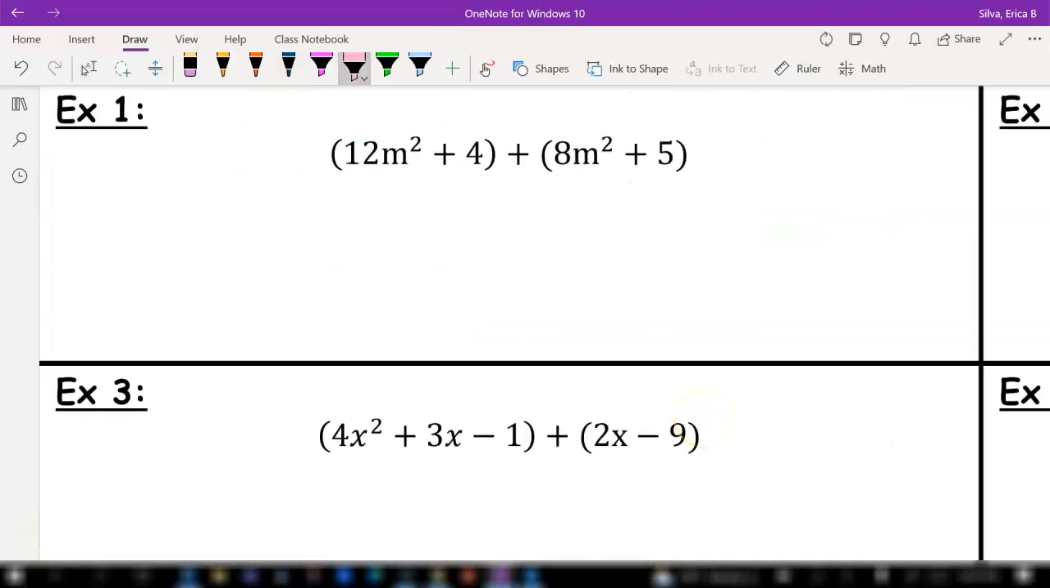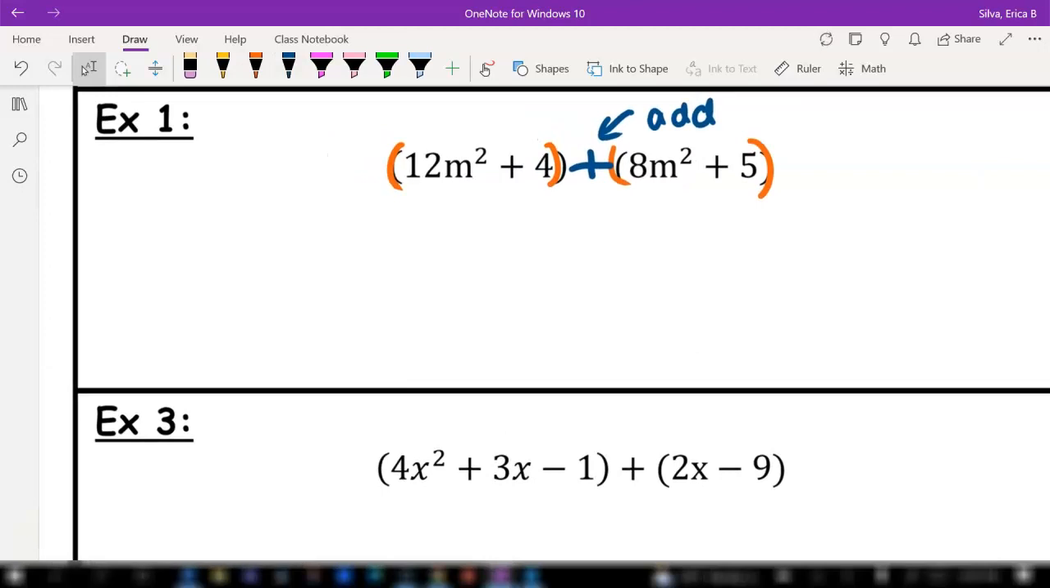In example number 1, we have two groups. This is my first group, this is my second group. In between, we have a plus sign, which means we are adding them. When we are adding two groups, that means that we just combine like terms, so we can ignore those parentheses. So I'll start with 12m squared. I'm going to rewrite 12m squared, and then the term that I can combine with it is 8m squared. Notice how they have the same variable and the same exponent.